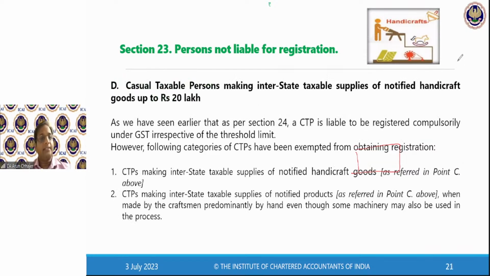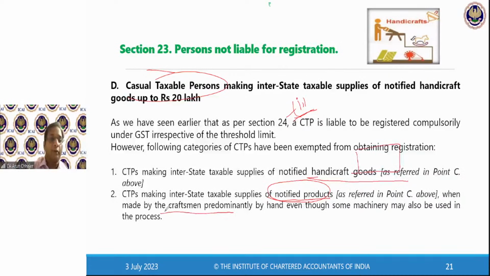Next, the same relaxation has been extended to the casual taxable person. Again, section 24 clause 2, we have discussed that casual taxable person need to take mandatory registration, right? But again, they are not required to take registration if they are dealing in the notified handicraft goods, or they are doing the supply of the notified product, which are predominantly made by hand by the craftsman.